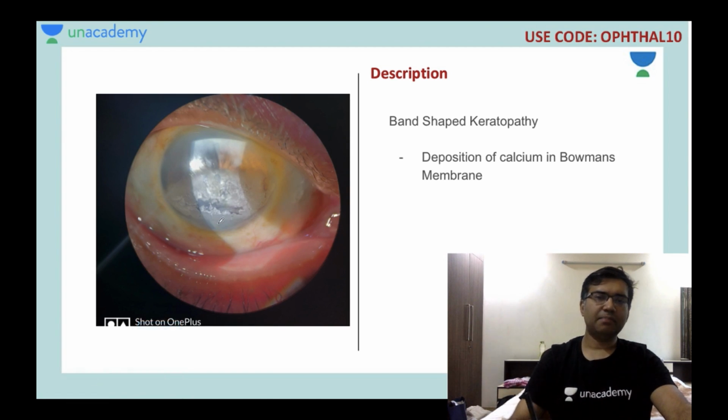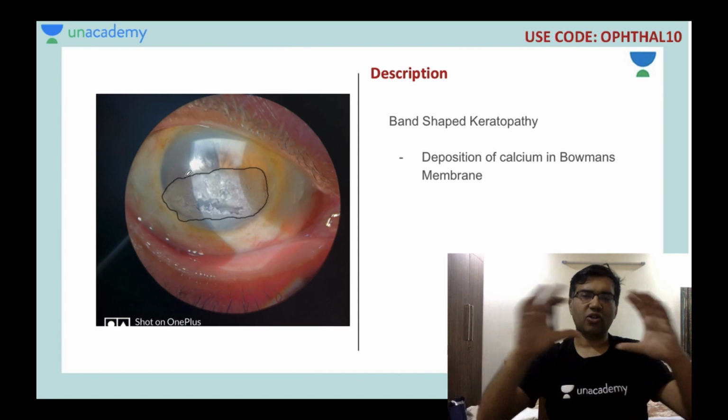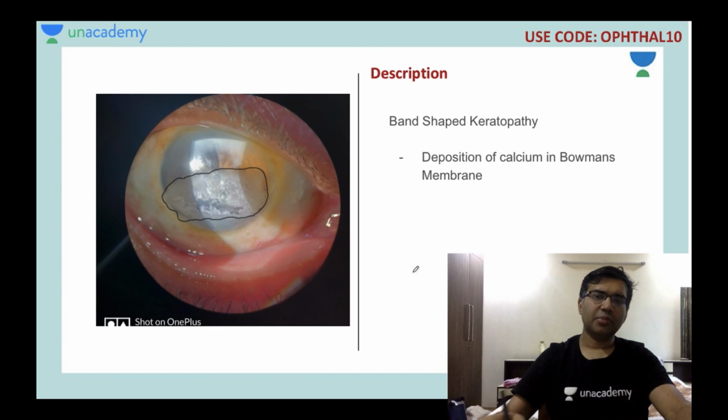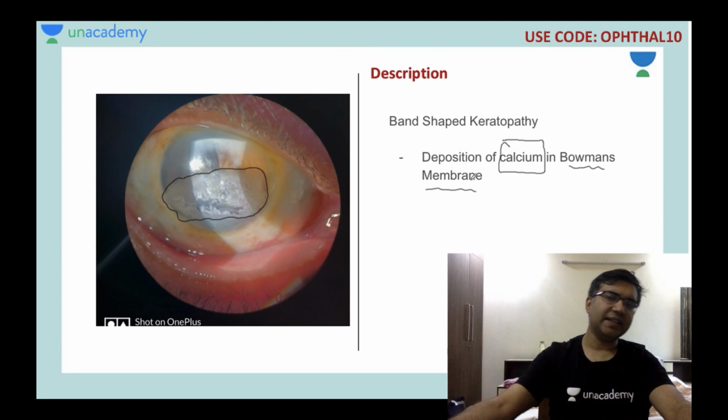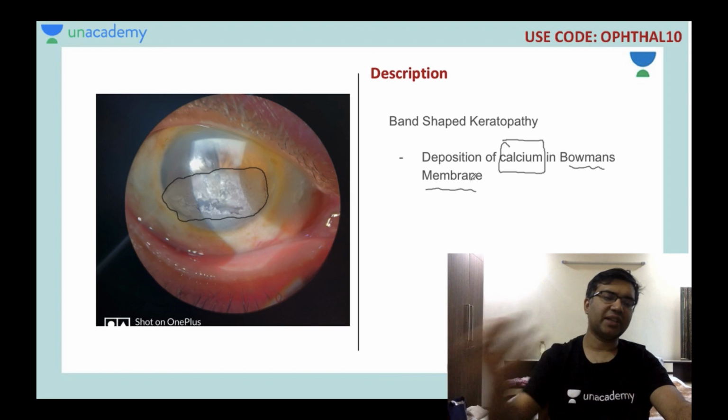So this is a band shaped keratopathy. If you can see this whitish opacity in the center of the cornea, which is basically a horizontal opacity, this is called band shaped keratopathy. And why does this occur? Because of the deposition of calcium hydroxyapatite crystals in the Bowman's membrane. So just beneath the epithelium we have the Bowman's membrane, and the calcium hydroxyapatite crystals which deposit can cause this opacity.